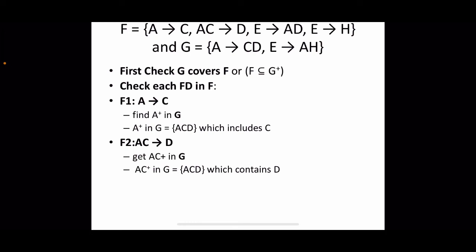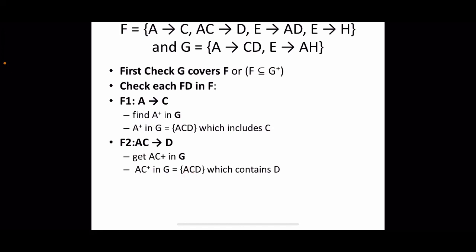So again we have to take each and every dependency. Since A is already there in AC, we can add CD into this. Now the closure will be ACD. What about E determines AH? Since E is not a subset of ACD, we cannot take that, right? So closure of AC with respect to G will be ACD. And we can check the right hand side. Yeah, D is there in ACD. So F2 also can be inferred from G.